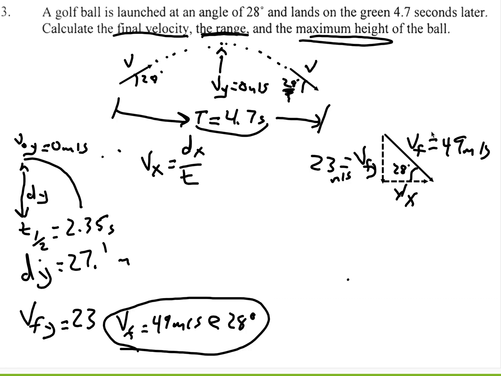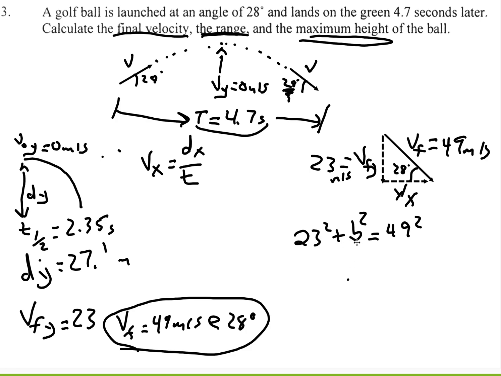I can solve it from this triangle. I could either use trig, because this is the adjacent side, so I could use the tangent, I could use cosine, or I could use the Pythagorean theorem. Which would you guys prefer? Whoever shouts it out first. Pythagorean theorem. Okay. So Pythagorean theorem, a squared plus b squared equals c squared. So I'll have 23 squared plus b squared, that'll be Vx, equals c squared, that would be 49 squared.